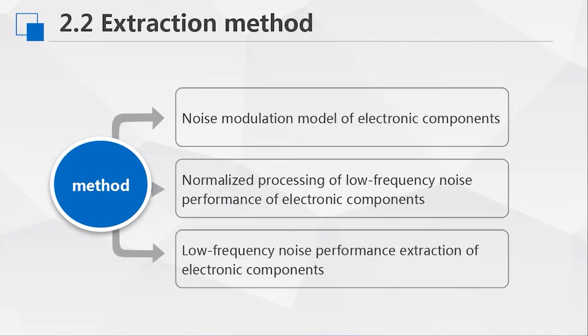In the extraction method of low-frequency noise characteristics of electronic components based on data mining, firstly, establish the noise modulation model of electronic components. The autoregressive model is used to extract the deterministic components. The weight coefficient of linear prediction can be obtained by linear transformation of the low-frequency noise autocorrelation function. The weight coefficient can be solved using the Yule-Walker equations, and the noise modulation model of electronic components is obtained.